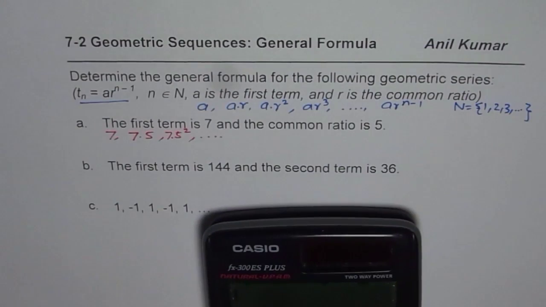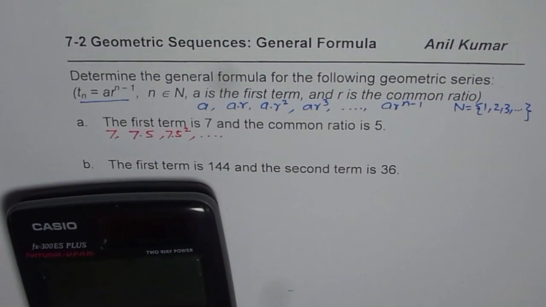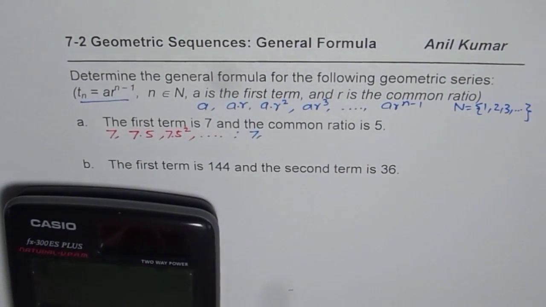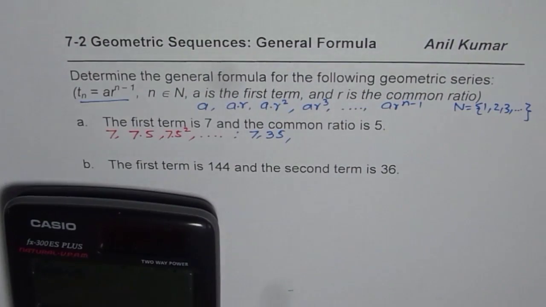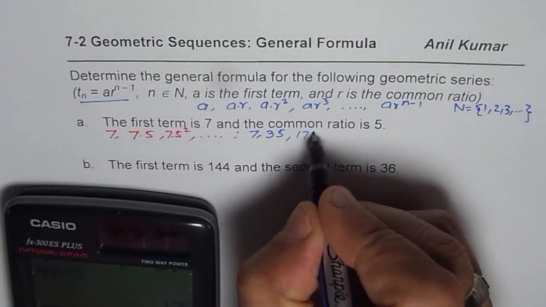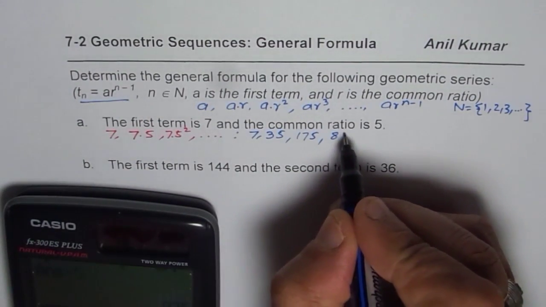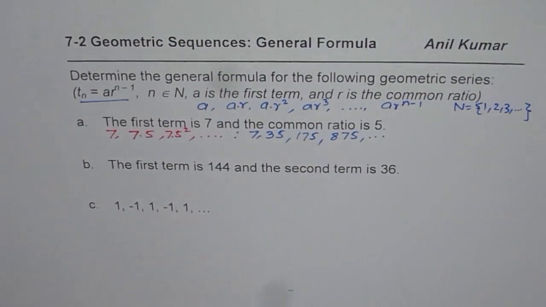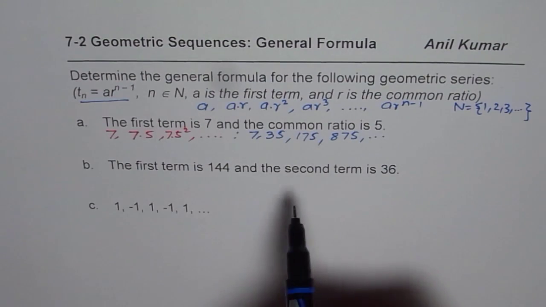Let us use a calculator and write the terms. We have the first term 7. 7 times 5 gives us 35. Then the next term will be again times 5, 175. And then times 5. Keep on multiplying to get the next term. So that is the concept. Likewise, we can create our geometric sequence, and you can write as many terms as you want.